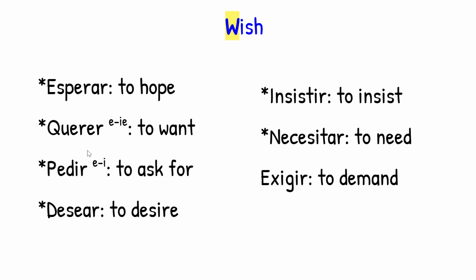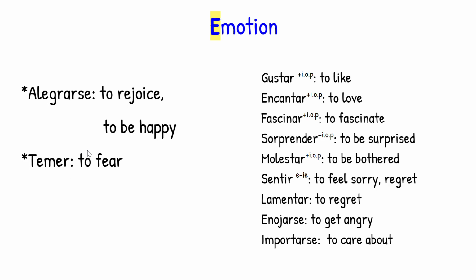These are verbs that would be under the category wish, to wish something: esperar, querer, pedir, desear, insistir, necesitar, exigir. These are the ones that would be under emotion. Two new ones for this chapter are alegrarse, to rejoice or to be happy, notice it's reflexive, and temer, to fear. These others, some of them you already know, will be used in Unit 13.